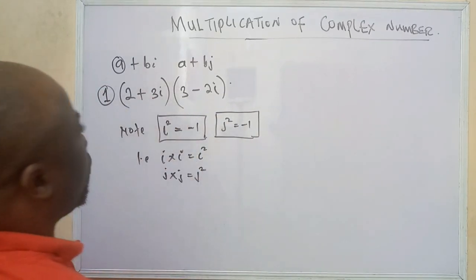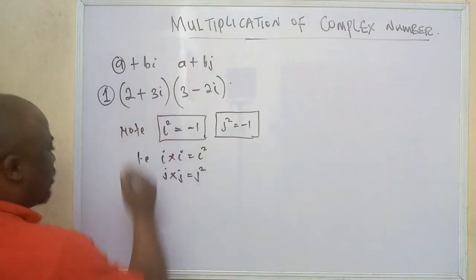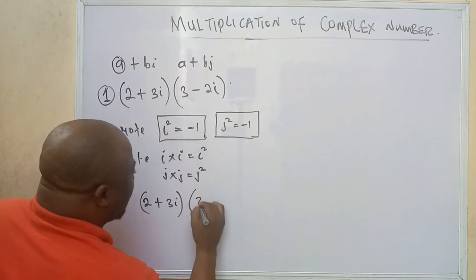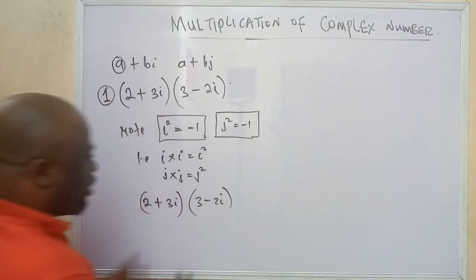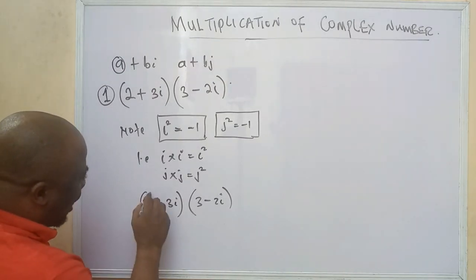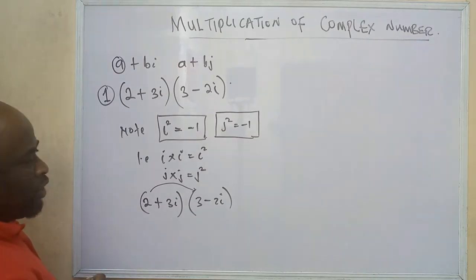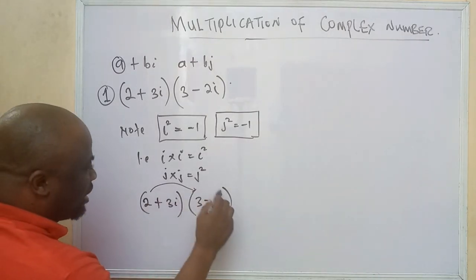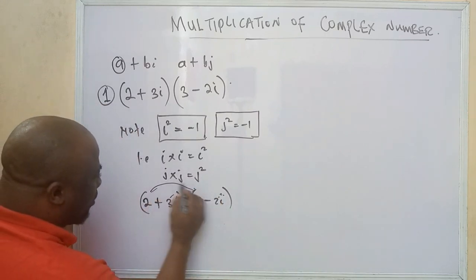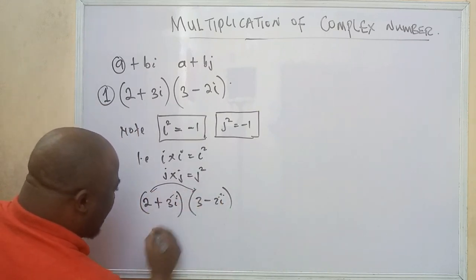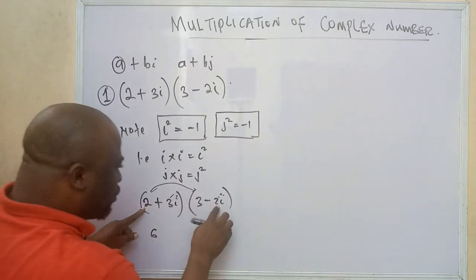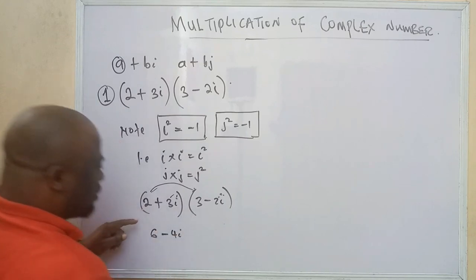Now let us go and look at what we want to do. We are multiplying 2 plus 3i by 3 minus 2i in our normal algebra. So you have the first times the first, then the first times the second, and so on. Let us expand it. The first thing is 2 times 3, which is 6. Then 2 times minus 2i is minus 4i.